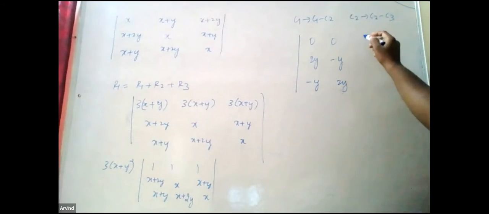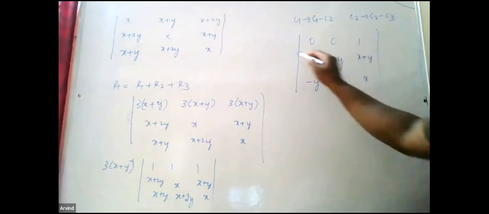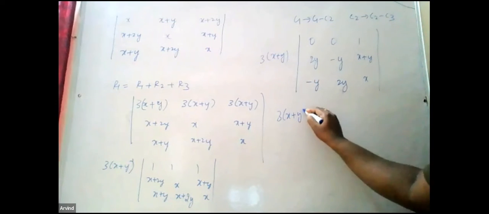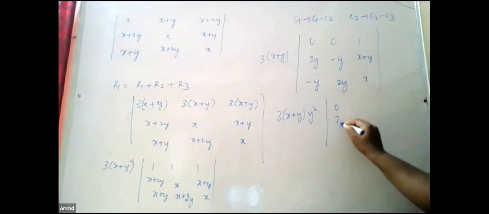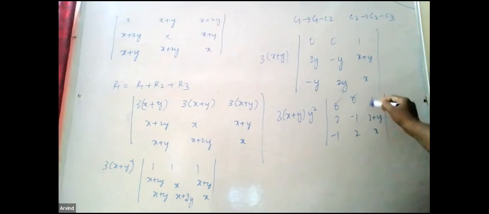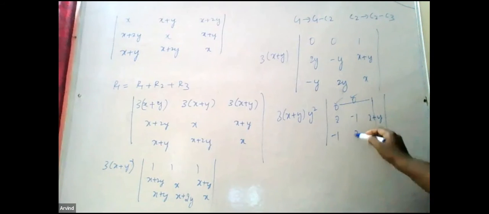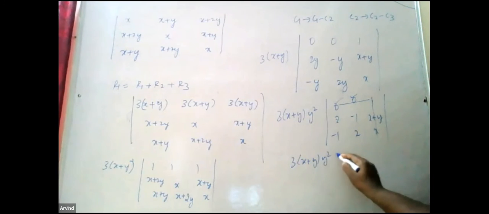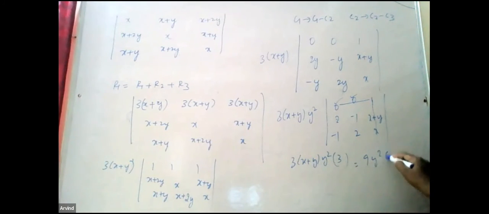What do you get here? 1, x plus y, x. So you already have 3 into x plus y outside. Now you can observe that from this column you can take y common, and from this column also you can take y common. So 3 of x plus y into y square comes. 0 2 minus 1, 0 minus 1 2, 1 x plus y x. Now find this determinant. The first is 0, the second is 0, leave them. The last one we need to find. So deleting this and this, 2 2s are 4, 4 minus 1 is 3. So 3 into x plus y into y square into 3. 3 3s are 9. 9y square into x plus y. Okay, so you need not do all the steps. You can directly skip the steps and do it while calculating.